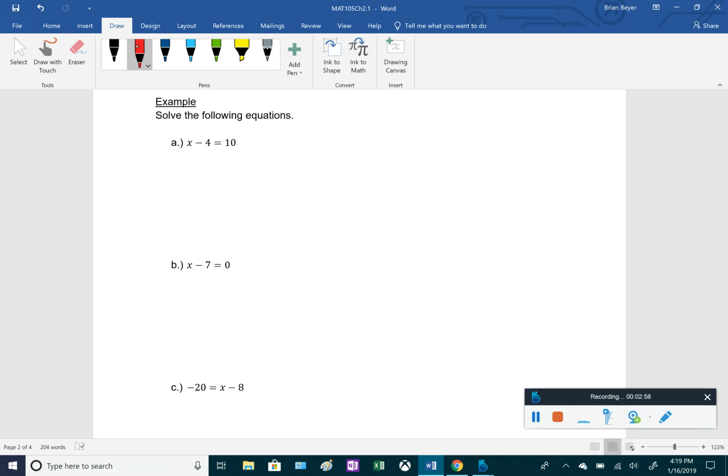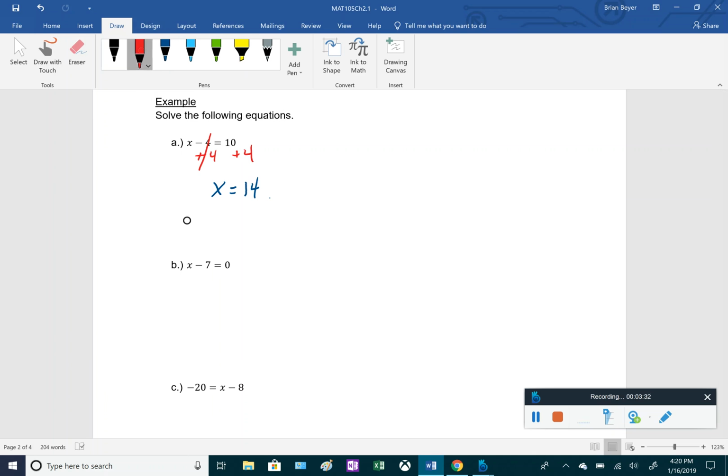In order to get x by itself, we need to get rid of that minus 4, which means we need to add 4 to both sides. We have to do the opposite operation to get it to the opposite side. This is going to cancel those on the left-hand side, and we're left with x equals 10 plus 4, which is 14. Okay, so that's our solution.